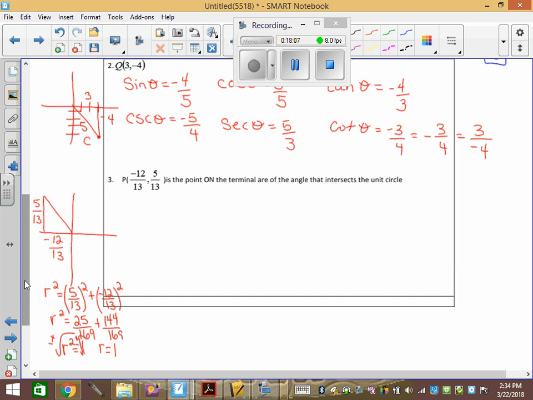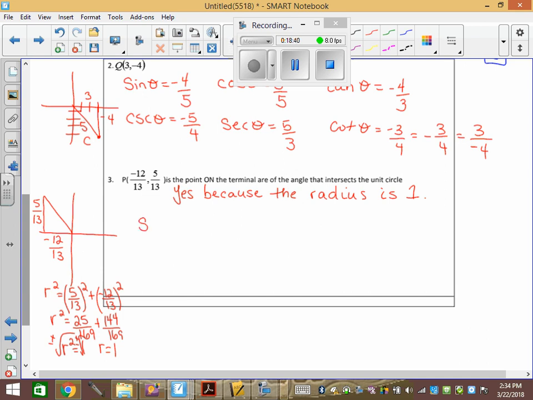Now it says, is this point on the terminal arm, it should say, of the angle that intersects the unit circle? Is that point on the terminal arm? Yes. Why? Yes. So we're just going to do a couple trig ratios for this one.